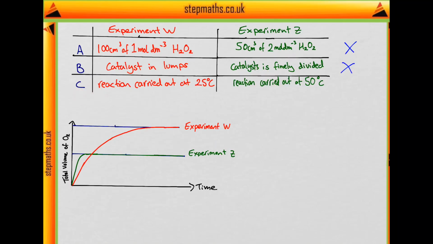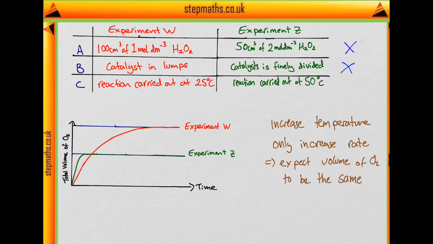Option C, in experiment W, we have the reactions carried out at 25 degrees. And in experiment Z, we have the reactions carried out at 50 degrees. Well, we know that increasing the temperature increases the rate, which we can see that in experiment Z, it has a faster rate than experiment W. However, we would still expect the volume of O2 produced to be the same, which is clearly not the case here. So option C is also incorrect.